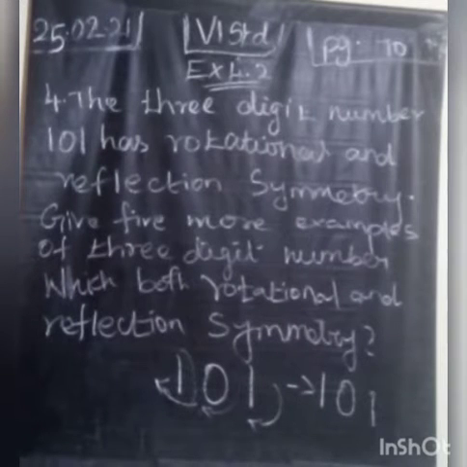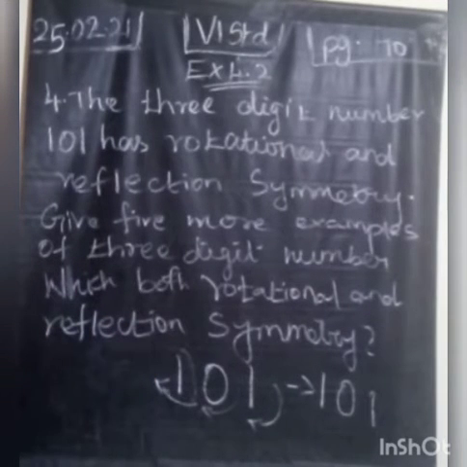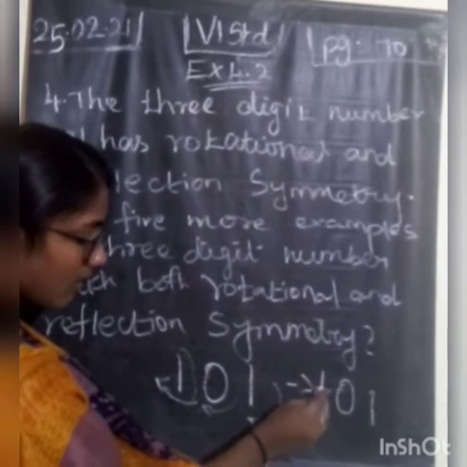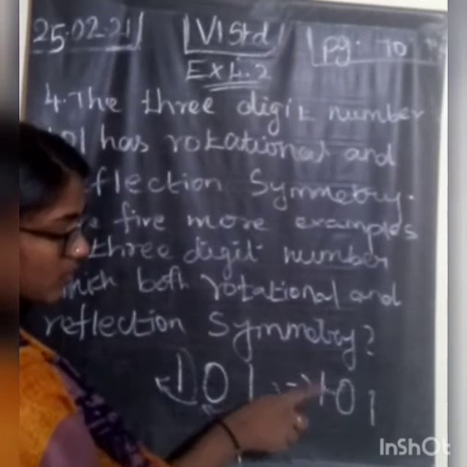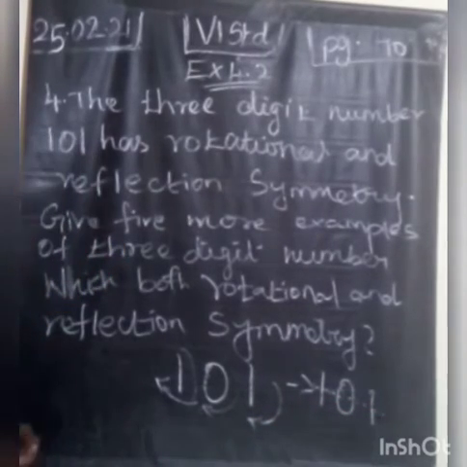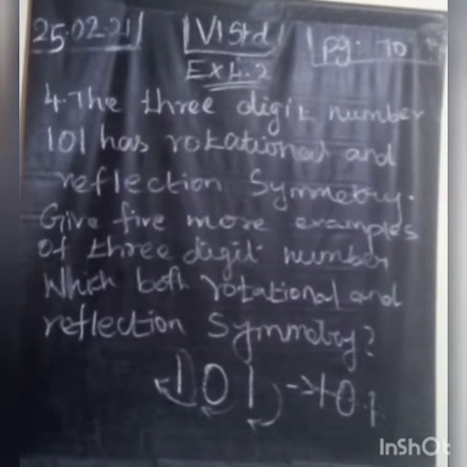Reflection symmetry: a shape has reflection symmetry if it has a line of symmetry. We know that a line of symmetry divides a figure into 2 equal halves. So here we divide this. This one is exactly equal to this one. So 101 has a line of symmetry, and so it has reflection symmetry.